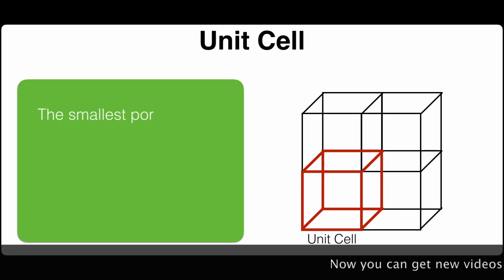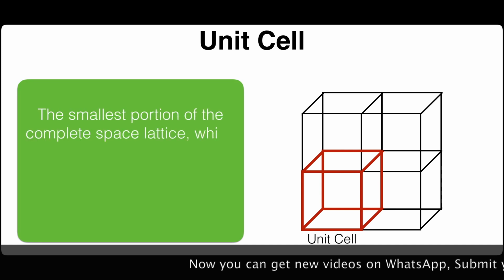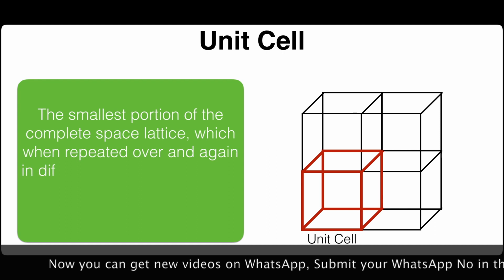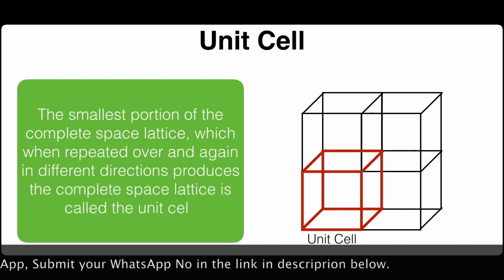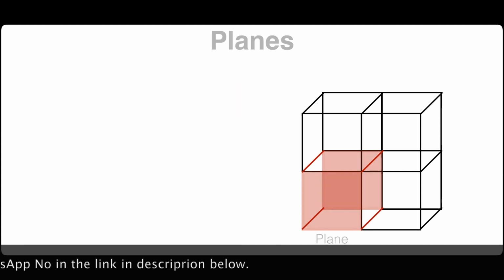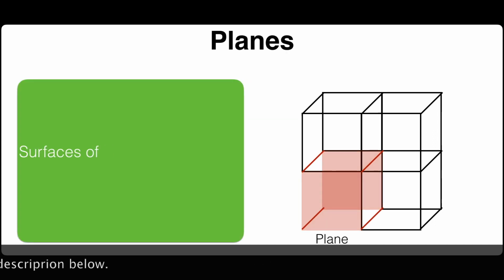The smallest portion of the complete space lattice, which when repeated over and over again in different directions produces the complete space lattice, is called a unit cell. Surfaces of unit cells are called planes.